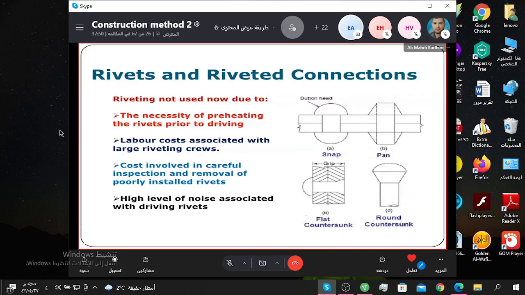Rivets and riveted connections. Riveting is not used now due to the necessity of heating the rivet prior to driving, labor cost associated with a large riveting group, cost involved in careful inspection and removal of poorly installed rivets, and high level of noise associated with driving rivets.